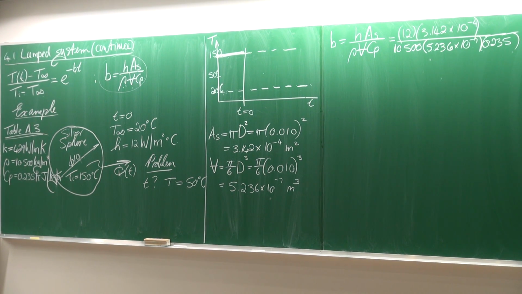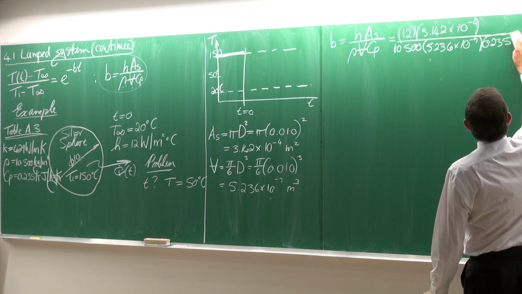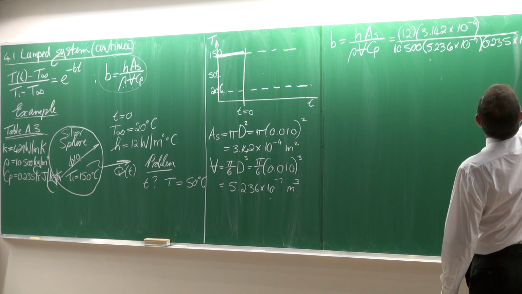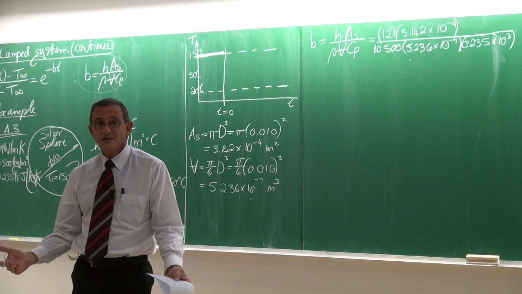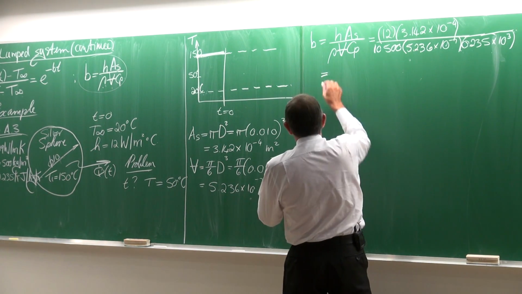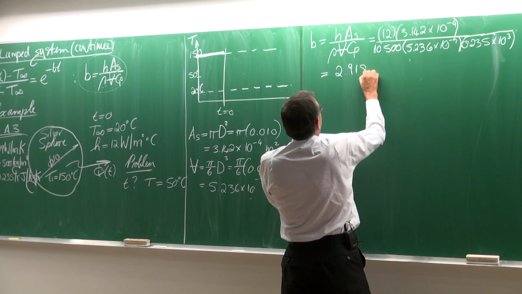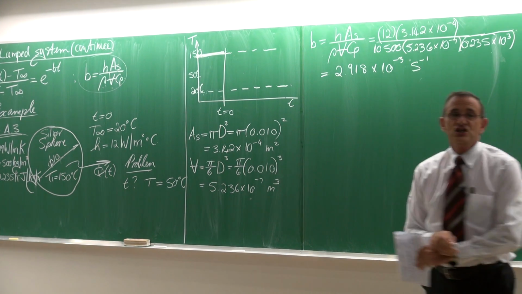No! What's wrong? Yes, thanks. Just want to make sure you're all awake. 0.235 multiplied by 10 to the 3. One of the very simple things that in many cases go through in our calculations, and it has a huge effect. So be careful for that. So the B value is then equal to 2.918 multiplied by 10 to the minus 3, and the units is actually per second.